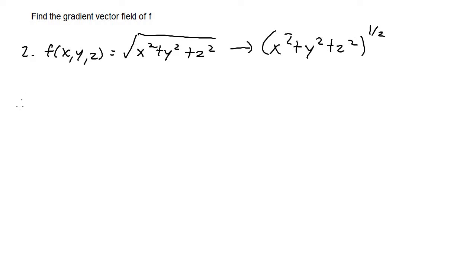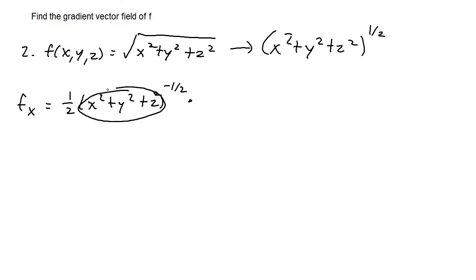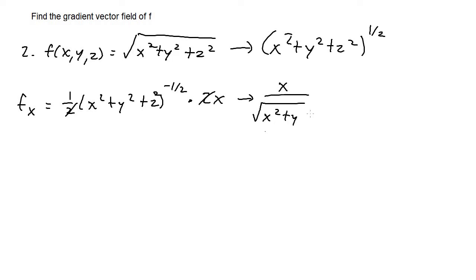Because when I find f sub x, f sub y, and f sub z, I can use the chain rule. So f sub x, or the partial derivative of the function with respect to x, is going to be 1/2 times x squared plus y squared plus z squared to the negative 1/2 times the derivative of the inside function with respect to x, which is 2x. The 2's will cancel, and so we're left with x over x squared plus y squared plus z squared to the 1/2, or the square root of x squared plus y squared plus z squared.